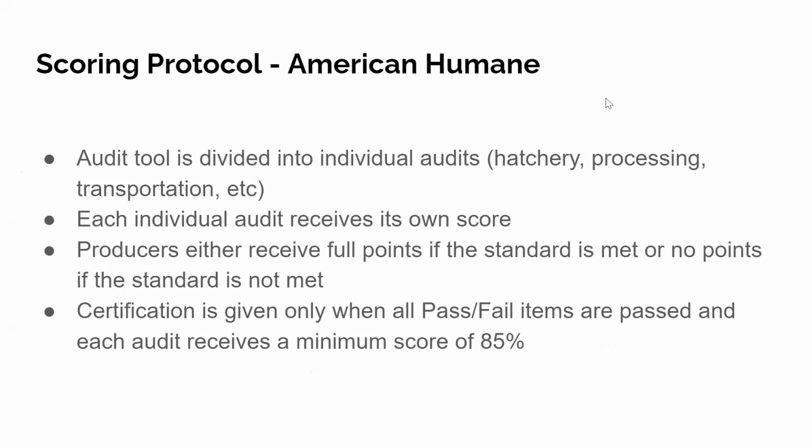Moving on to the scoring protocol of each audit tool, American Humane's audit tool is divided into individual audits such as hatchery, processing, transportation, and so on. Each individual audit receives its own score, and scoring is absolute, meaning that producers either get full points if the standard is met, or they get no points if the standard is not met. To be certified by American Humane, all pass or fail sections must be passed, and each audit must receive at least a score of 85%.